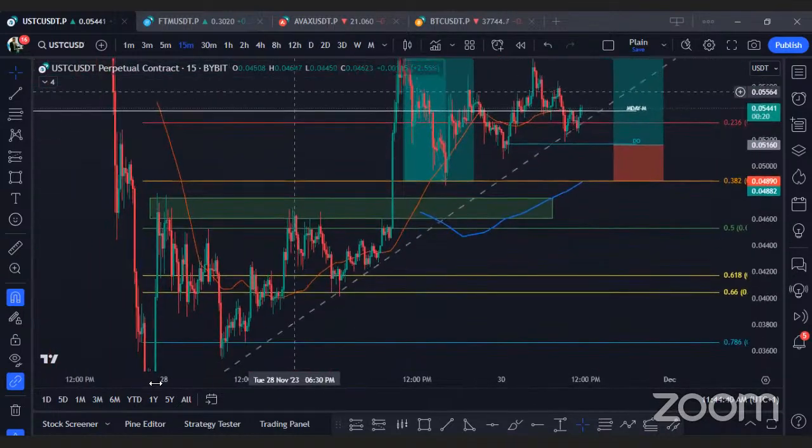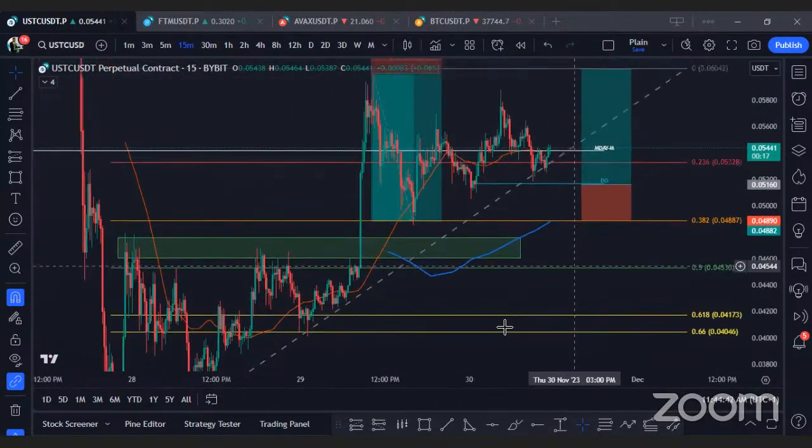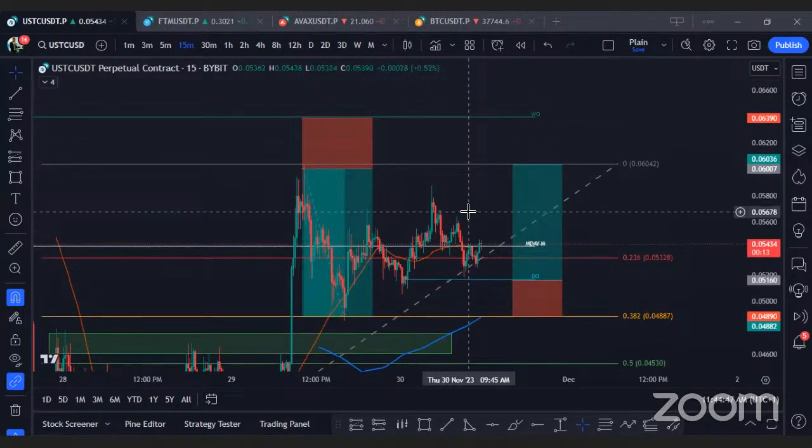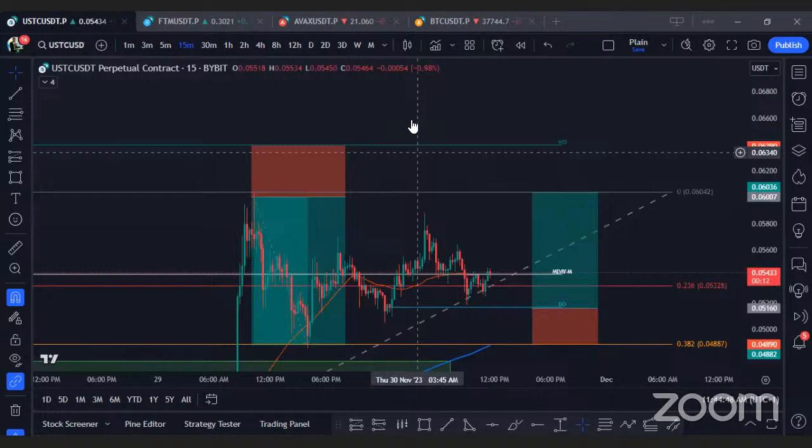Yeah, look at that, guys. We've been respecting that trend line nicely. So we rejected the bounce and all of that. Anyway, let's see how that goes, if that will favor us.